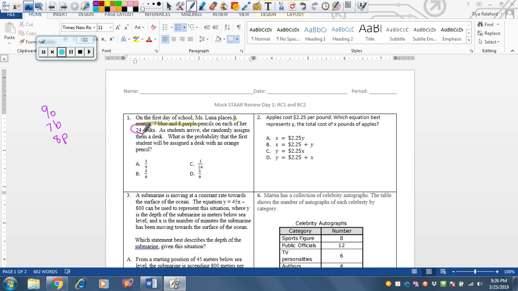on each of her 24 desks. As the students arrive, she randomly assigns them a desk. What is the probability that the first student assigned a desk will have an orange pencil?